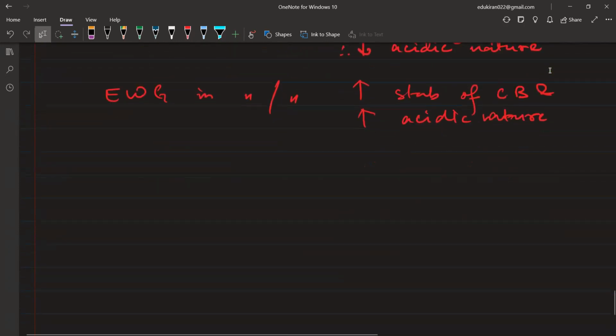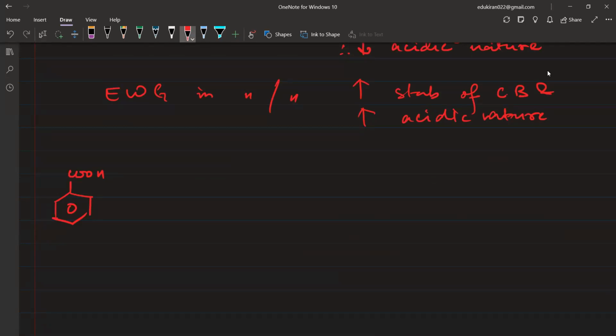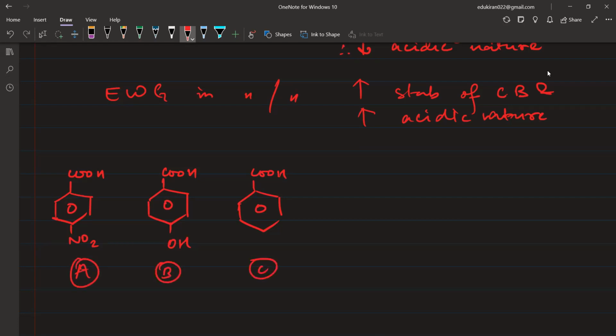You can get some comparison like this. Benzene ring, carboxylic acid. Okay, and let us suppose you have NO2 group here. Benzene ring, carboxylic acid. Let us suppose you have OH group here, and then you have benzene ring like this. So you have A, B, and C. So A has electron withdrawing group.